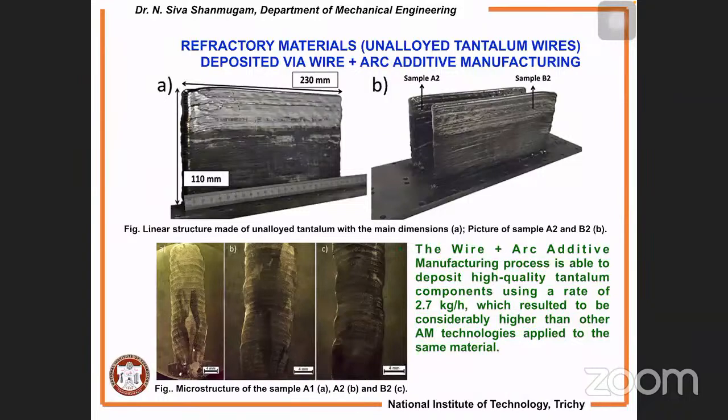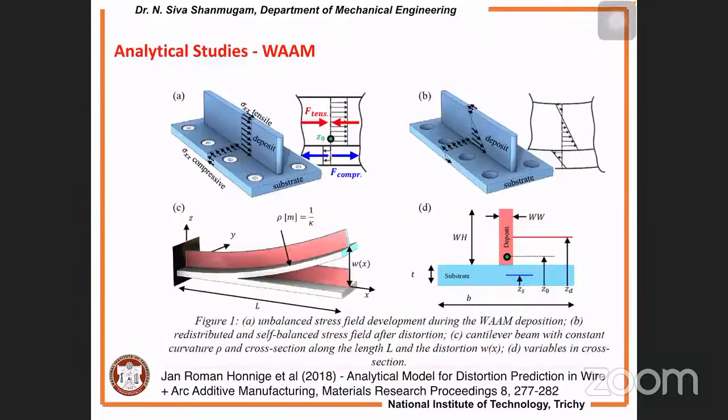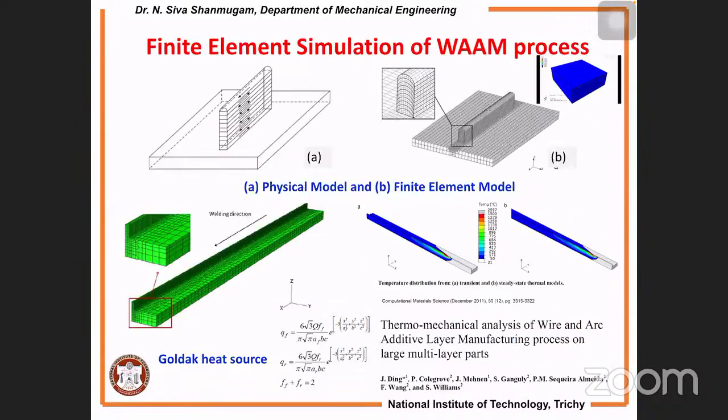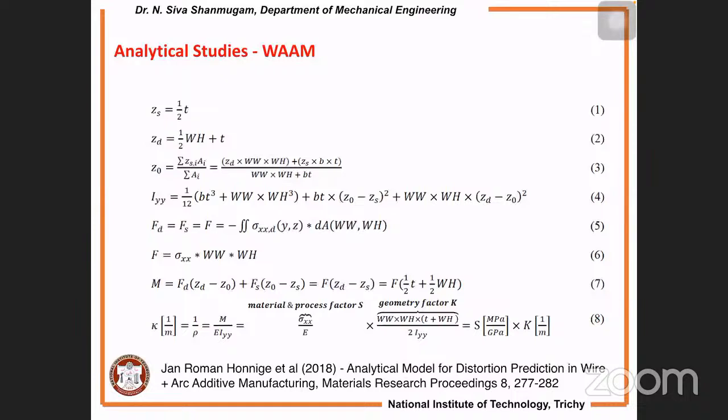So it is of a refractory material. They have used wire plus arc additive manufacturing of tantalum. The melting point is well beyond 3500 degrees centigrade, friends, and the deposition rate. They have used this material for additive manufacturing. And we have attempted something, and I also thank John Roman Honage in the year 2018. They have used analytical techniques for finding out the bead shape, the height, the stresses induced in that body, and the clamping conditions required with respect to those analytical studies.